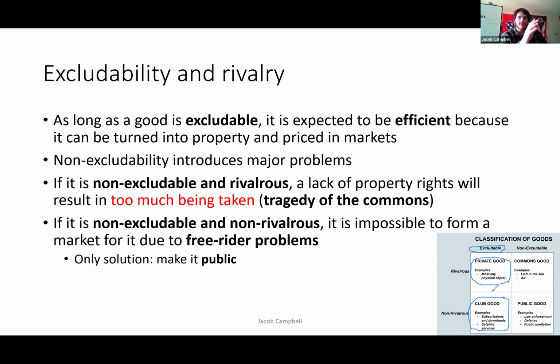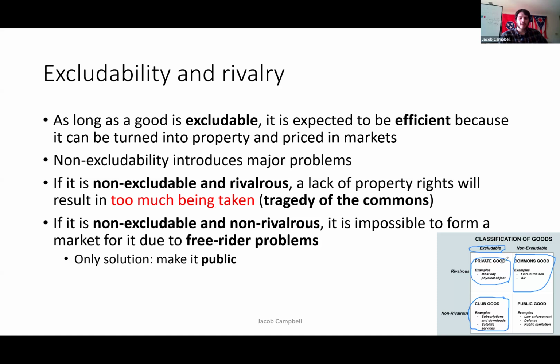The problem here is that, being non-excludable, you are unable to deny people access to the resource. You are unable to create a functioning market to ration the resource or to produce the resource. And depending on its rivalry, whether it is rivalrous or not, you're going to wind up with one of two very different yet very similar problems. If the good is non-excludable and rivalrous, then a lack of property rights is going to result in too much being taken. And we call that a tragedy of the commons. And hence, it is a commons good. It's commonly held by the public.